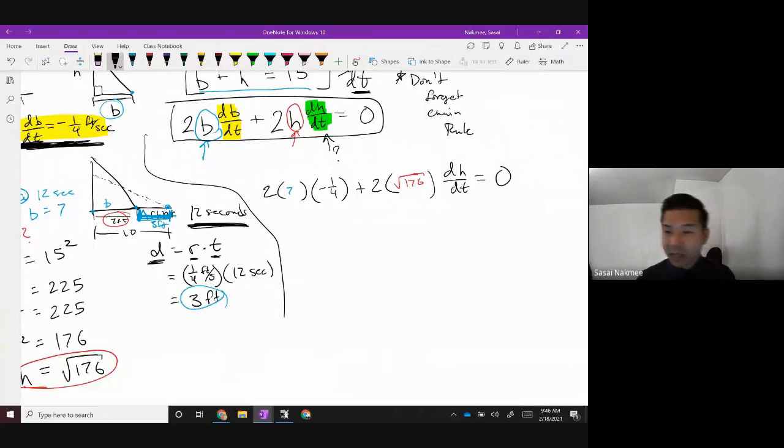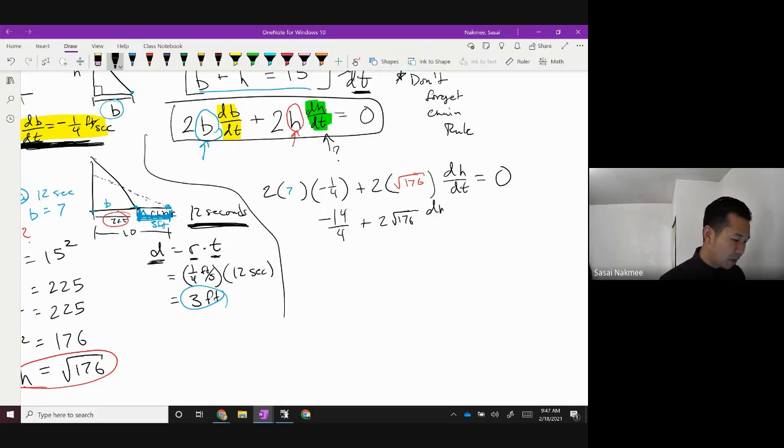And then this just becomes an algebra problem. You're just solving for this single variable with a bunch of numbers around it, right? So we just go ahead and multiply everything together, right? 2 times 7 is equal to 14, times negative 1/4 gives me negative 14/4, plus 2 times the square root of 176 times the variable that I'm solving for, dH dt, is equal to 0. Just do some algebra at this point and simplify. I'm going to add the 14/4 to the other side. So I have here 2 times the square root of 176 times dH dt is equal to 14/4.